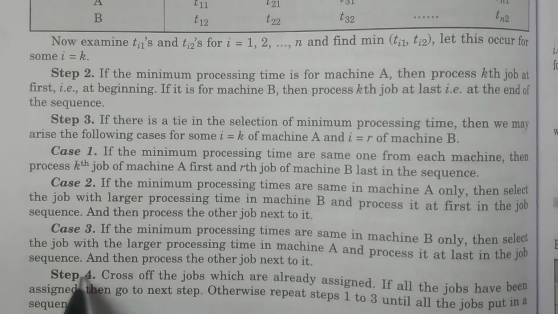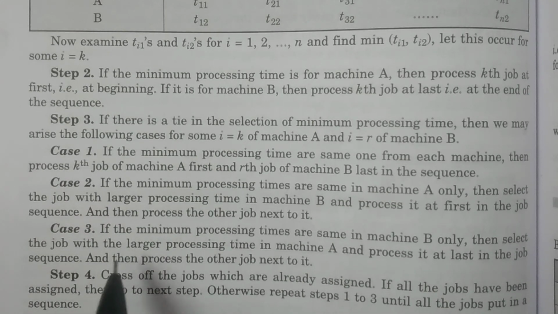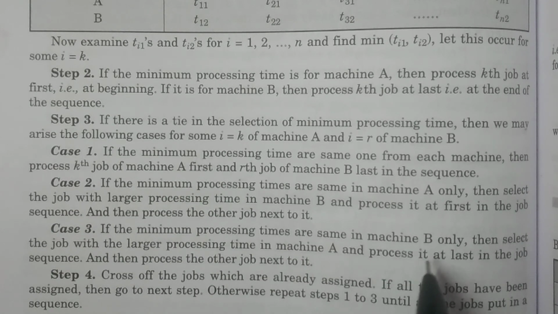That is case 2. Case 3: if the minimum processing times are the same in machine B only, that is, two particular minimum processing times correspond to machine B, then select the job with the larger processing time in machine A. Then you have to see the processing times of machine A for the same particular jobs.